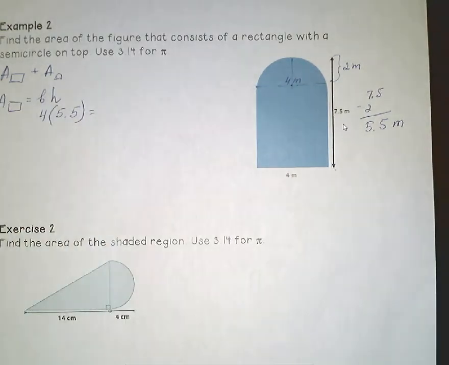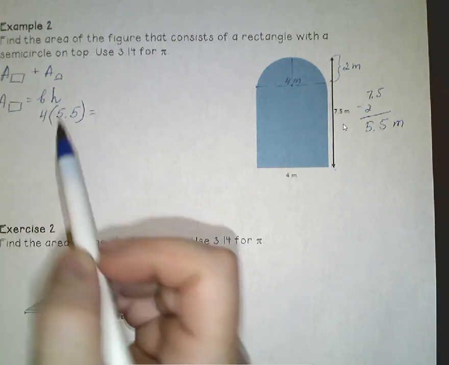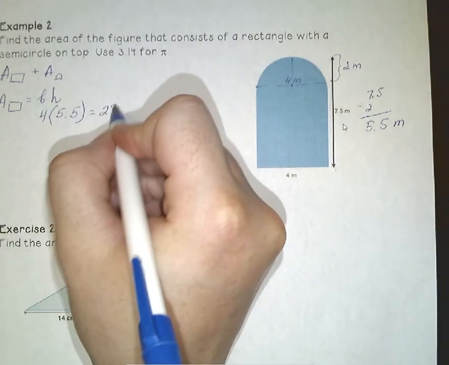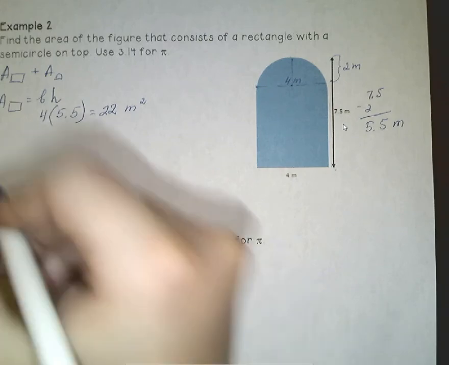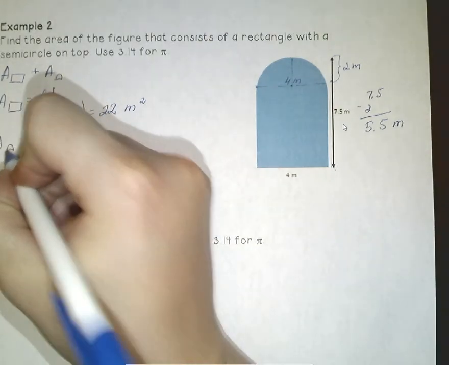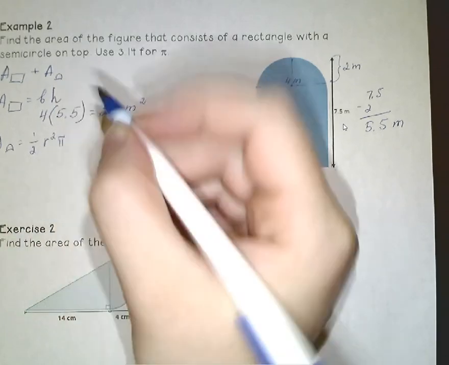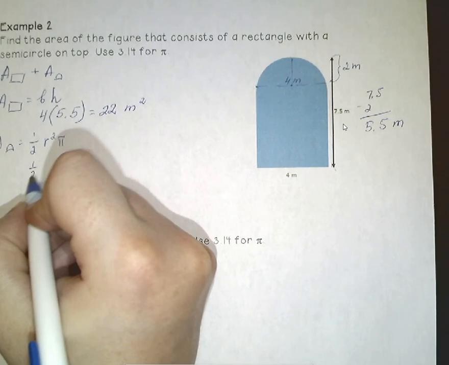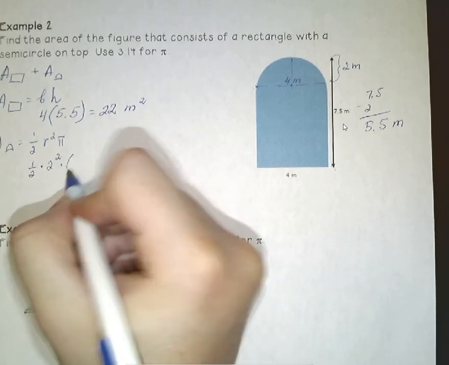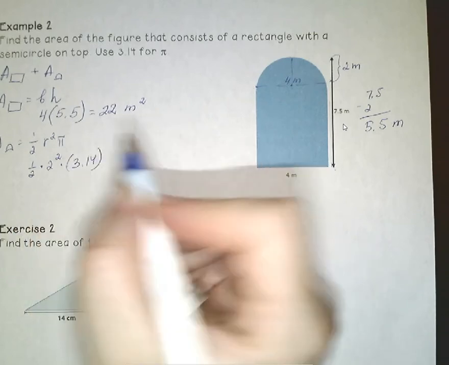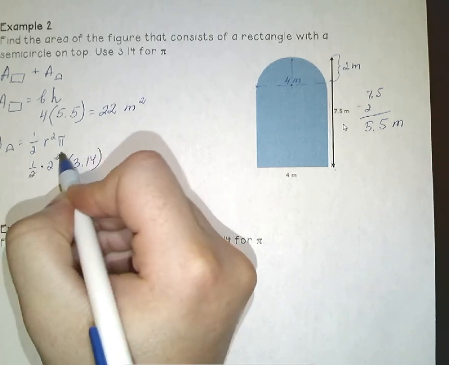And then, so 4 times 5.5, 4 times 5 is 20. Half of 4 is 2, so 22 meters squared. And then area of the semicircle is going to be 1/2 radius squared times pi. That is 1/2 multiplied by 2 squared times 3.14. 2 squared is 4. Half of 4 is 2, right?